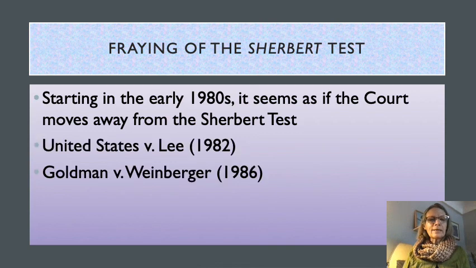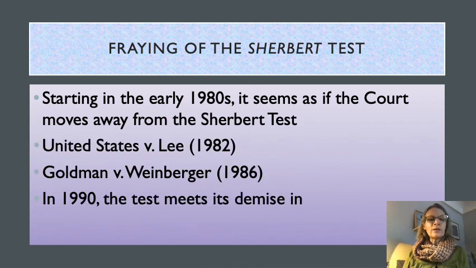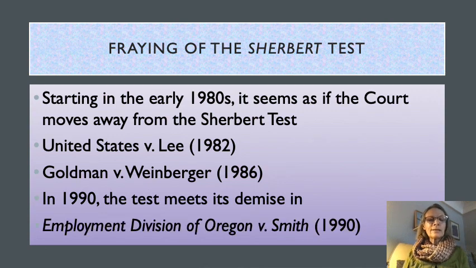There are two cases that you'll read about in your textbook that lead to the fraying of the Herbert test, and then it's Employment Division of Oregon versus Smith, where the Herbert test actually meets its demise. United States v. Lee is a case about an Amish gentleman who runs a business and doesn't want to pay Social Security taxes for his employees because he says it goes against his religious beliefs. And the court says, nope, you need to pay those taxes.